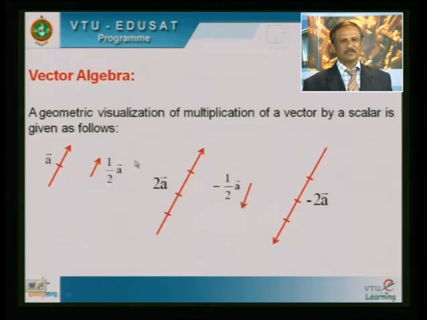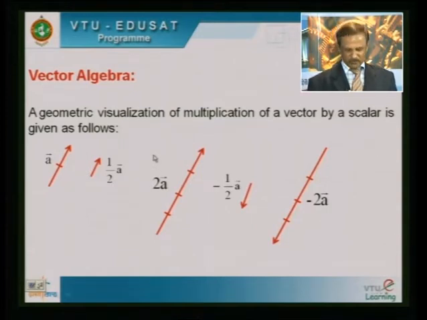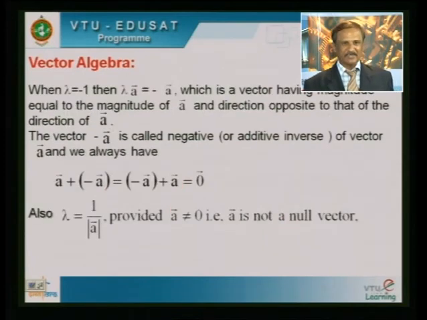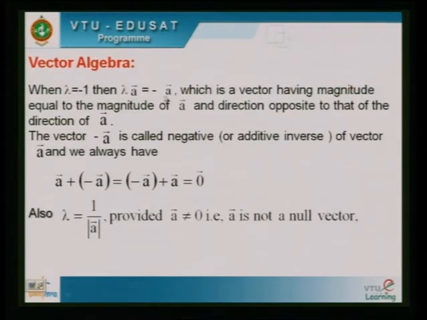So, like that, you can multiply a given vector by any scalar, and you can note it down either geometrically or analytically. Is it clear? So, when lambda is equal to minus 1, then lambda into A is equal to minus A, which is also a vector having a magnitude equal to the magnitude of A. As I have just mentioned, the magnitude will not change, but the direction is opposite to the direction of A. This should be noted down. The vector minus A is called the negative of vector A, and we always have A plus minus A, or minus A plus A, equal to the 0 vector.